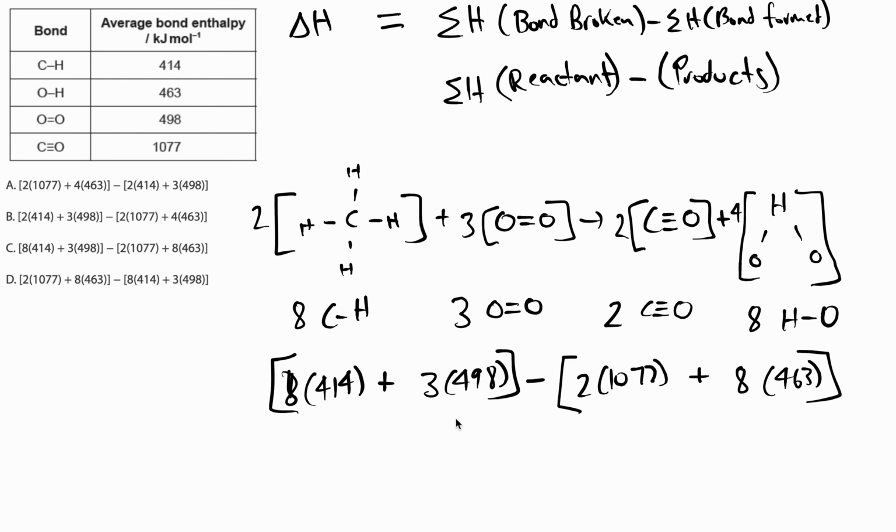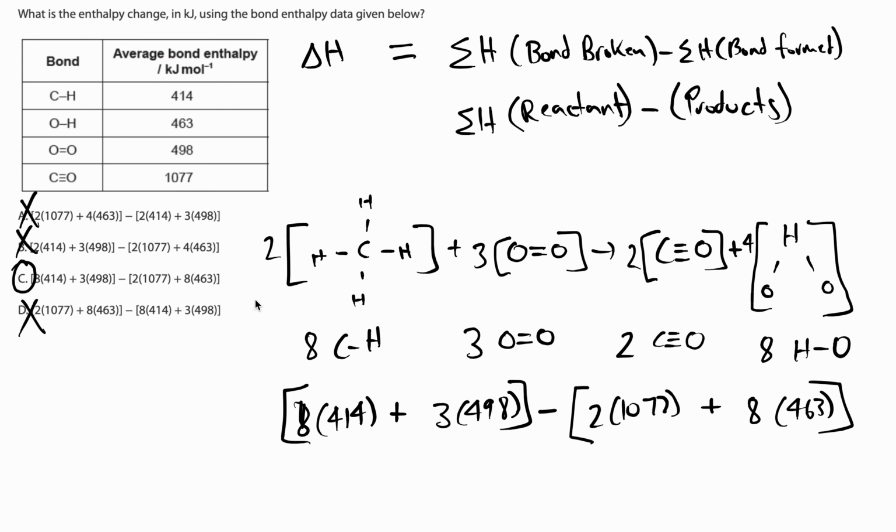And so if we compare, we can see it needs to be first of all reactants minus products, so immediately D and A go, and by looking at our numbers we know it's not B either because they don't look at the coefficients properly, and so C is the right answer for this question.